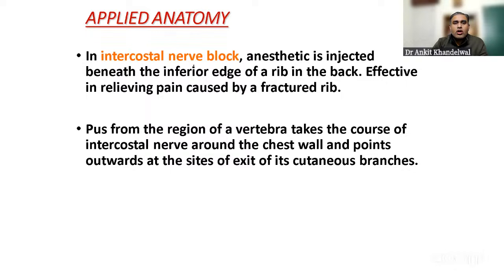In intercostal nerve block, what is this nerve block? Let me use a highlighter over here. In nerve block, anesthesia is injected beneath the inferior edge of the rib, it is written here. But sir, you just said 5 minutes back not to touch the inferior border. But guys, when I said that, I meant it for pleural tapping, to take the fluid or the blood out from the pleural space. Here you have to block the nerve itself, so you have to reach close to the nerve. And where was the nerve? Deep to the costal groove. So you put your needle close to the costal groove, that is the inferior border of the rib.